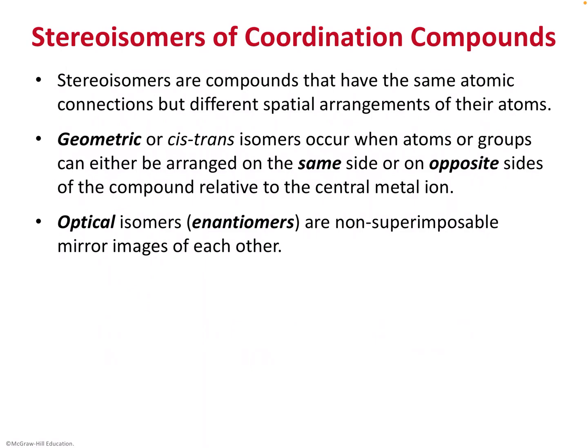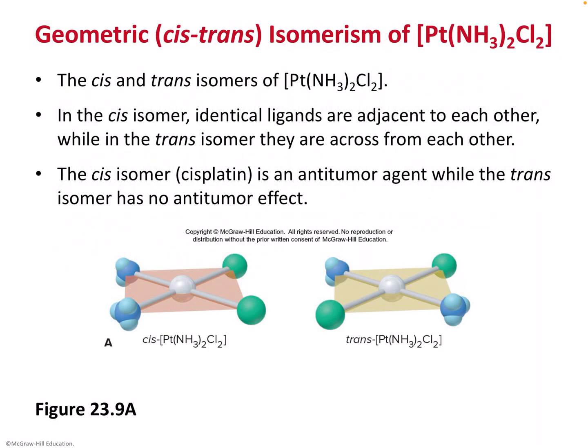Stereoisomers of coordination compounds. Stereoisomers are compounds that have the same atomic connections but different spatial arrangements of their atoms. Geometric cis or trans isomers occur when atoms or groups can be arranged either on the same side or on opposite sides of the compound relative to the central metal ion. And then we have optical isomers, which we call enantiomers. They are non-superimposable mirror images of each other. Let me show you some examples.